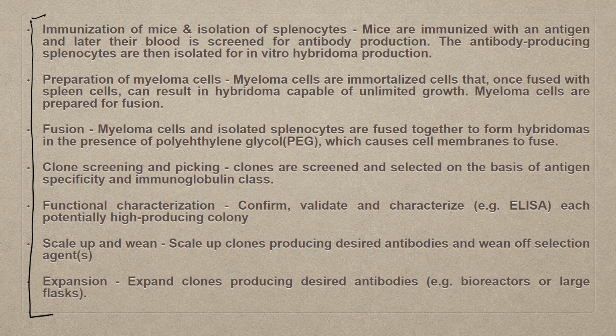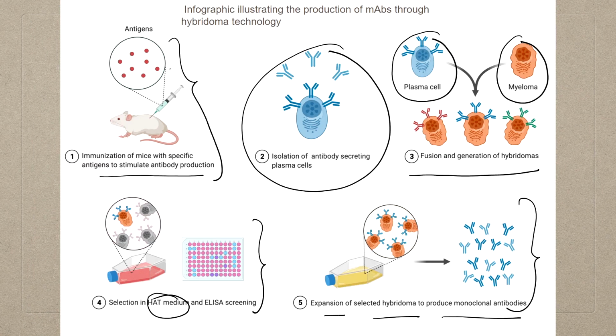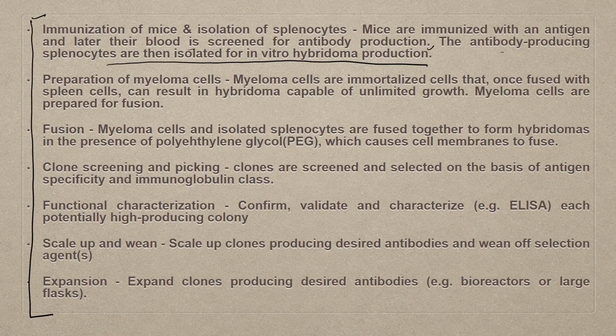Now, talking about the steps: immunization of mice and isolation of splenocytes. Mice are immunized with an antigen and later their blood is screened for antibody production. The antibody producing splenocytes are then isolated for in vitro hybridoma production. In vitro means you are producing it outside the body. So, the first part was inside the body, part 2 is outside the body. That is why it is called in vitro.